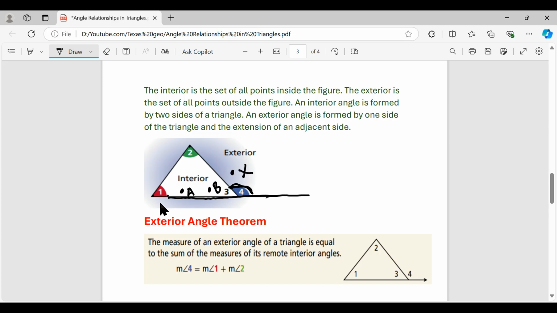Okay, so angle 1, angle 2, and angle 3, these are your interior angles. Angle 4 is the exterior angle. I hope this is clear to everyone. You are already aware of it.